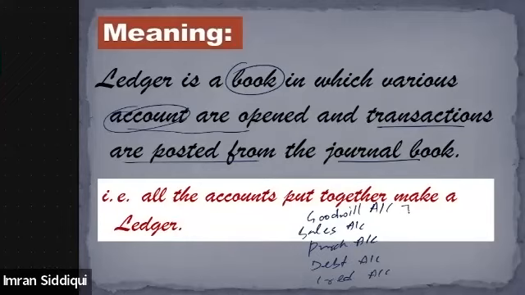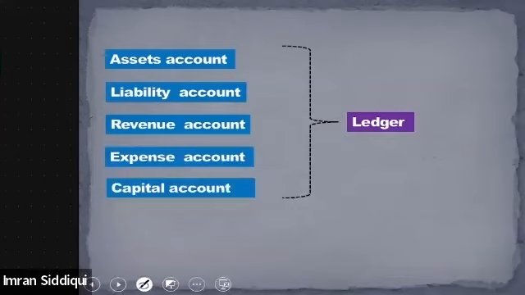All these different types of account are known as what? This is called ledger. Collectively, this is called ledger. Now see, ledger, that is what I was explaining. Asset account, liability account, revenue, expense, capital, all these accounts collectively known as ledger.